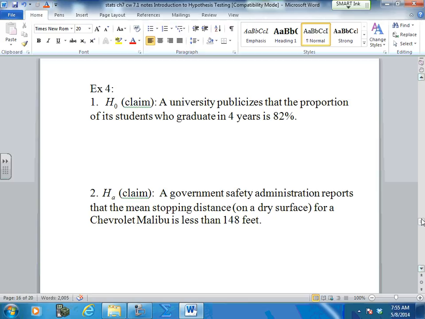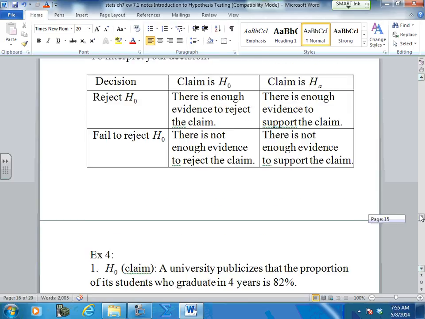So just as you look through this, when you perform a hypothesis test, keep your chart handy next to you. You perform a hypothesis test, and the claim was the H0. A university publicizes, we just did this one earlier, right? And what are they asking me to do? Ask you to interpret your decision if you reject. Okay, so let's go back to this.